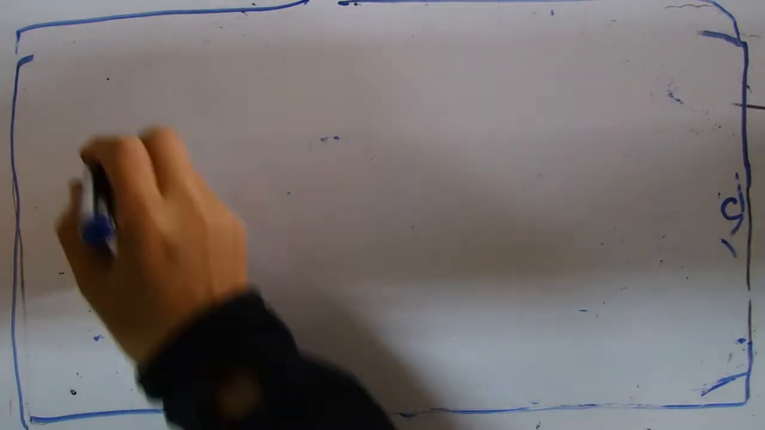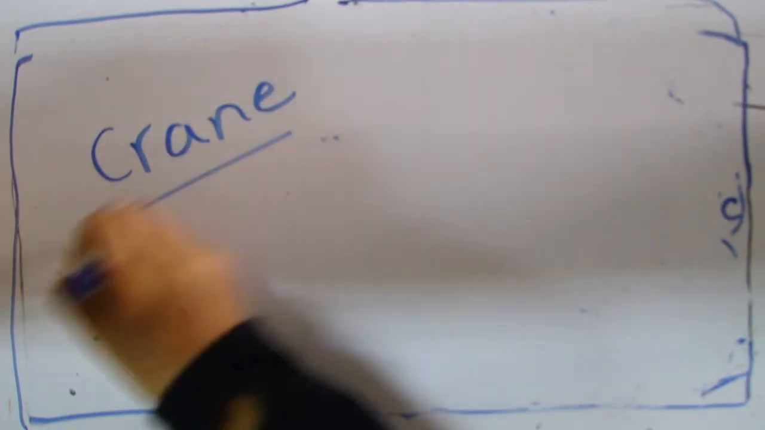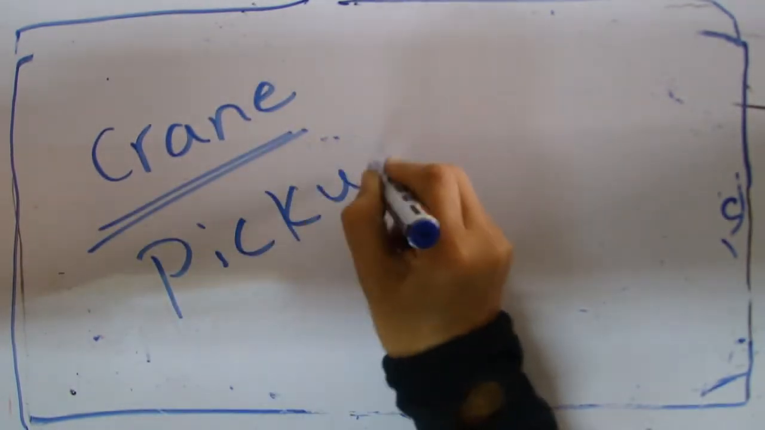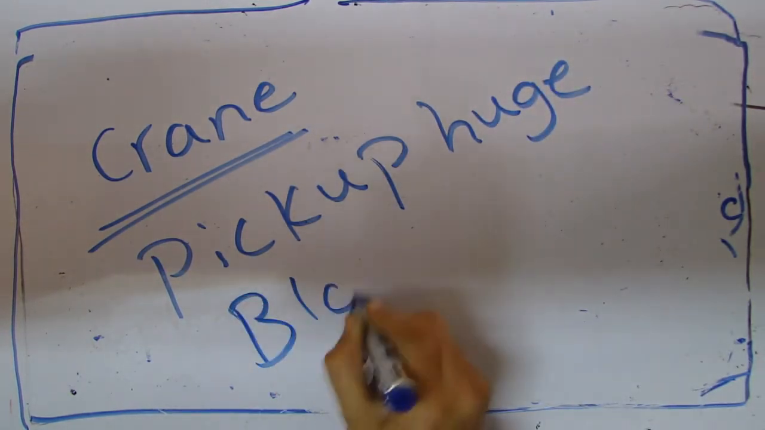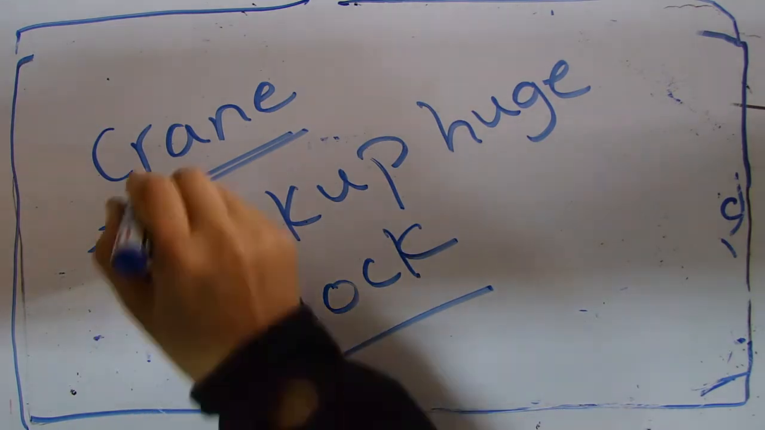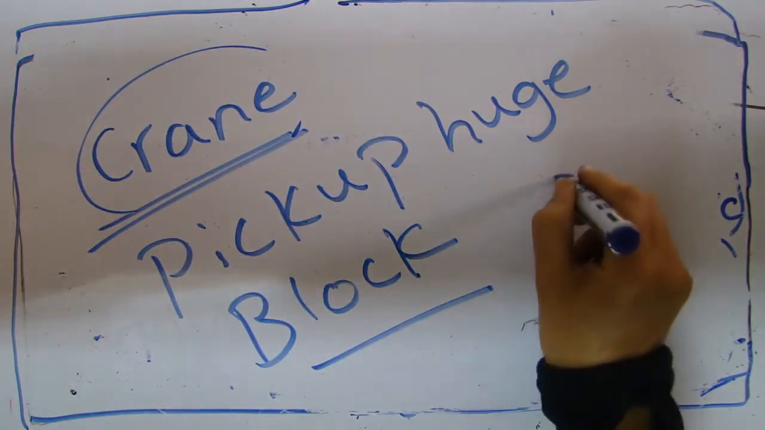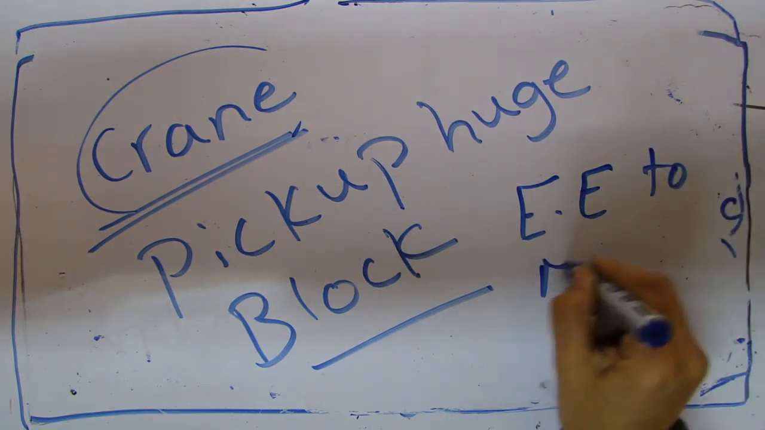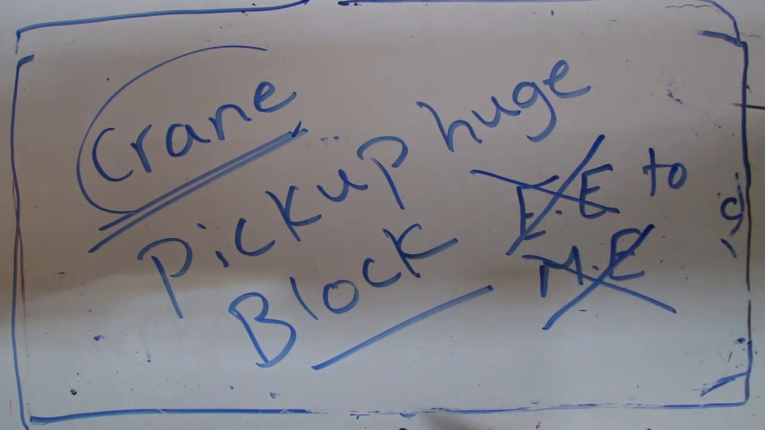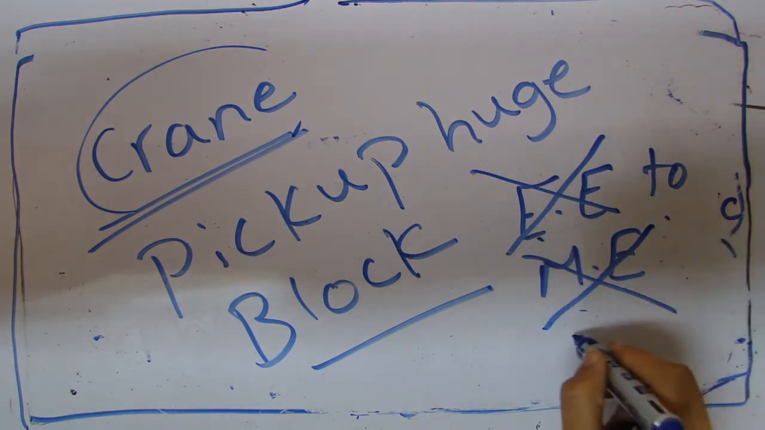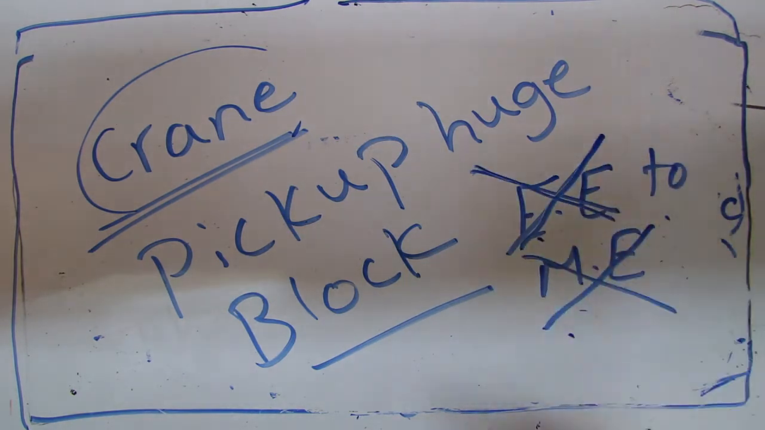You know the crane, which is used to pick up huge blocks. How does it work? This crane is used to change electric energy to magnetic energy. So if I cut the electricity, it loses the magnetism. Again, the crane, which is used to pick up huge blocks, changes electric energy to magnetic energy. If I cut the electricity from this machine, it loses the magnetism and will not pick up the huge block.